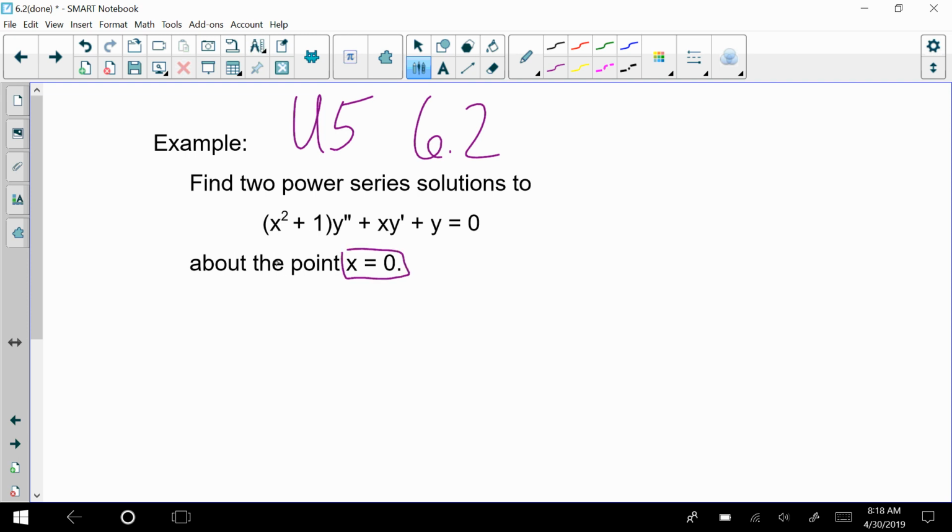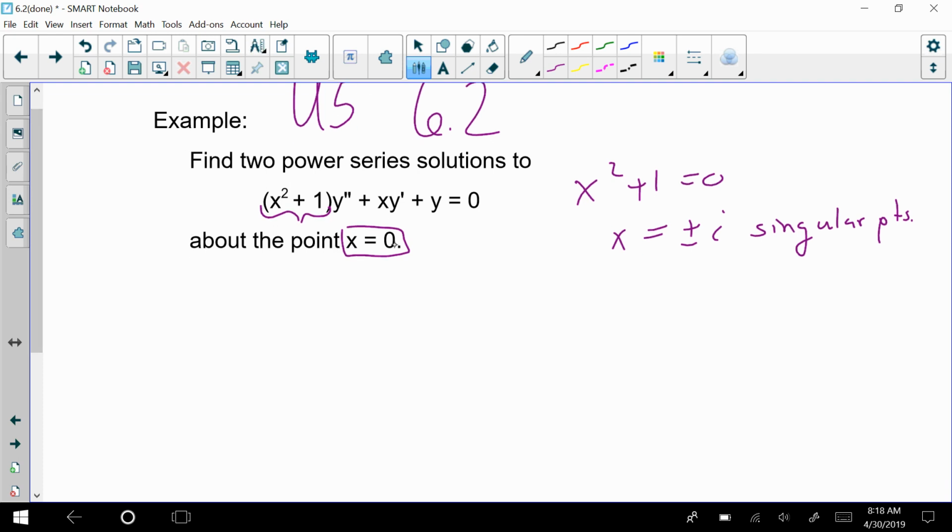The first thing I should do is check to make sure that that's ordinary. So I take x squared plus 1 equal to 0 and solve this, and I get x equals plus or minus i, which means these are the singular points, and all other points are ordinary. So when I go for 0 here, I'm good with that. I have it centered at 0, and if I wanted to find the radius of convergence, from 0 to i, or minus i, that would have a radius of 1, so really we're looking at an interval from -1 to 1, which isn't too bad.